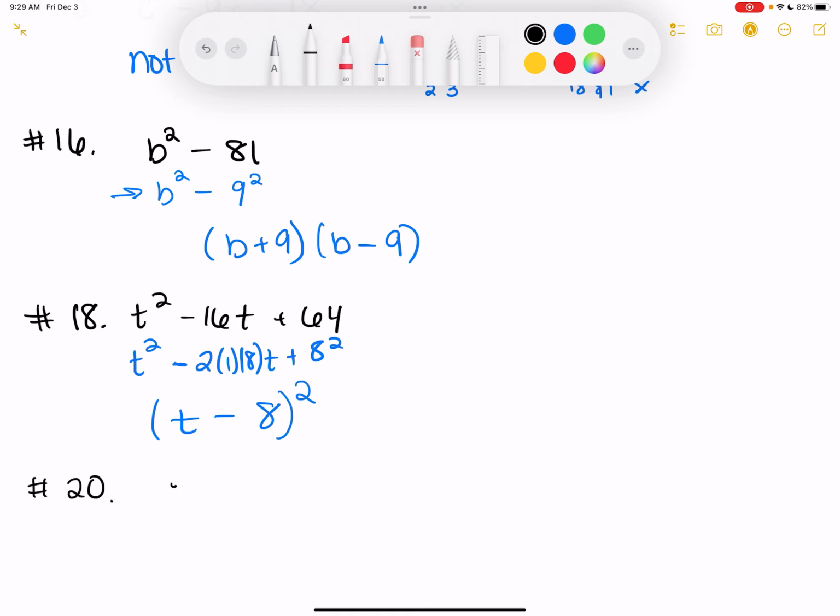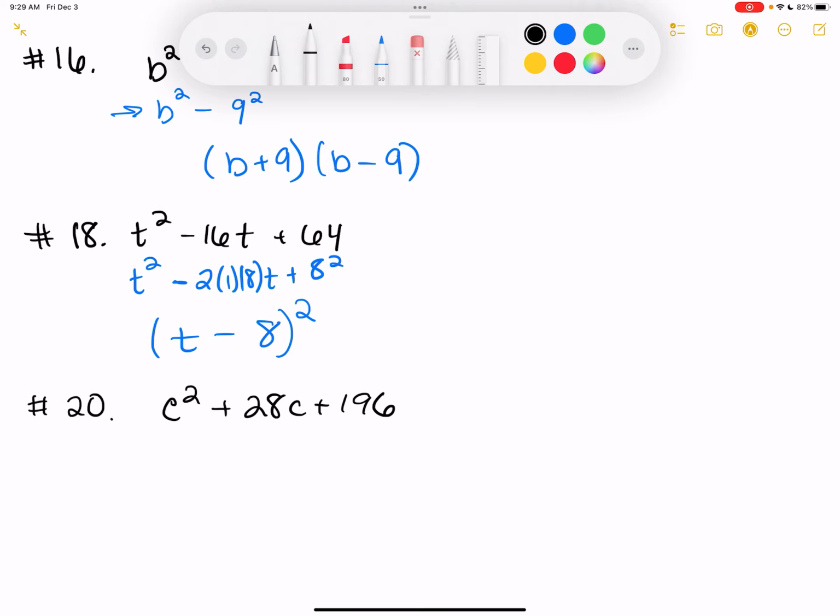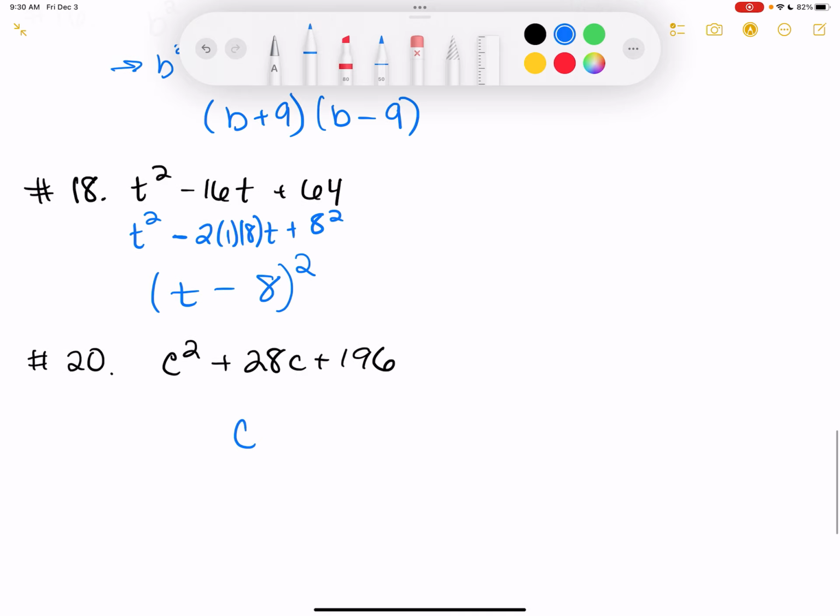Alright, 20, c squared plus 28c plus 196. So this one, you may not know off the top of your head what squared gives you 196, okay? So if you don't know, then you can think, okay, what number's in front of here? In this case, it's a 1. So 2 times what gives you 28? 14. So that tells you that's 14 squared. Okay. So then you would have c plus 14 squared. Okay, because remember, the sign here is what goes down there.